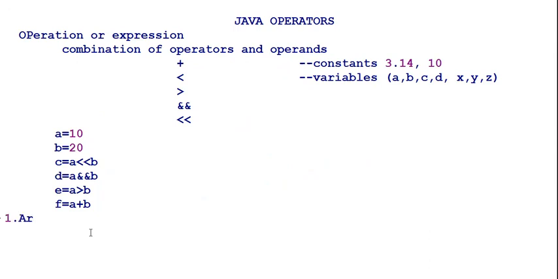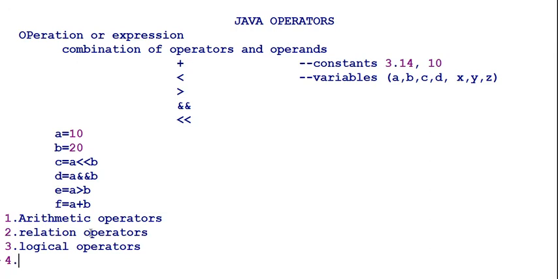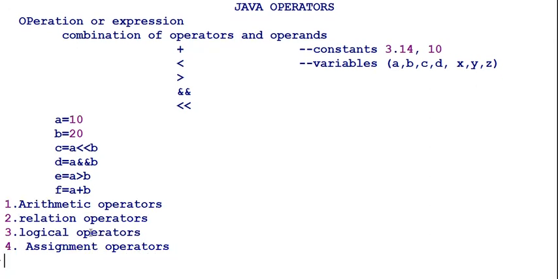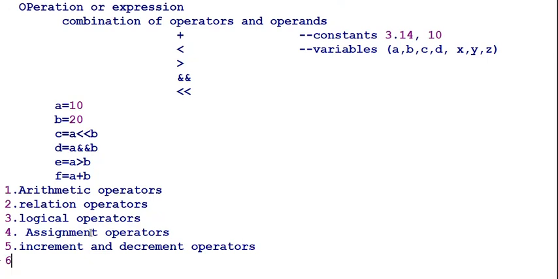The first one is arithmetic operators, followed by relational operators. The third one is logical operators. The fourth one is assignment operators, and the fifth one is increment and decrement operators, followed by ternary operators.